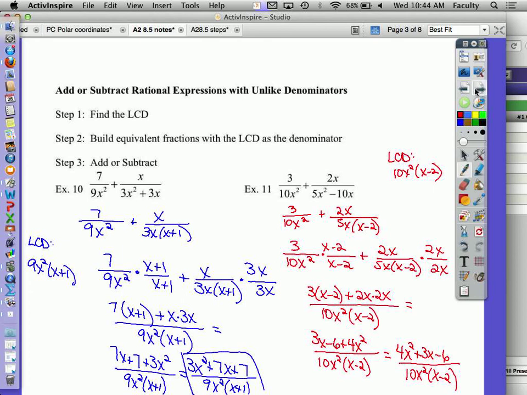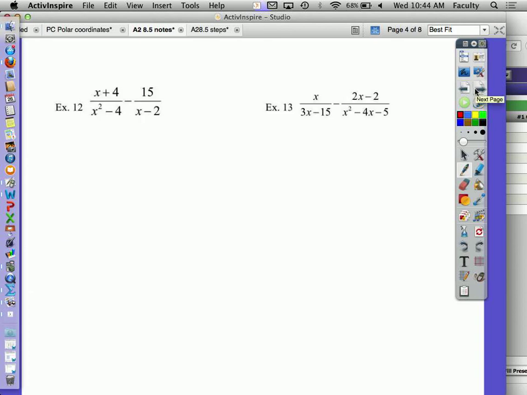Alright, let's keep going. Now we're ready to work on subtraction. In example 12, I'm going to start by factoring the first denominator because the second one doesn't factor. Okay? So then Carmel, what's my LCD on this one? X minus 2. Say it again. X minus 2. Nope. Because I've also got an x plus, it's got to include everything in the denominators, right?